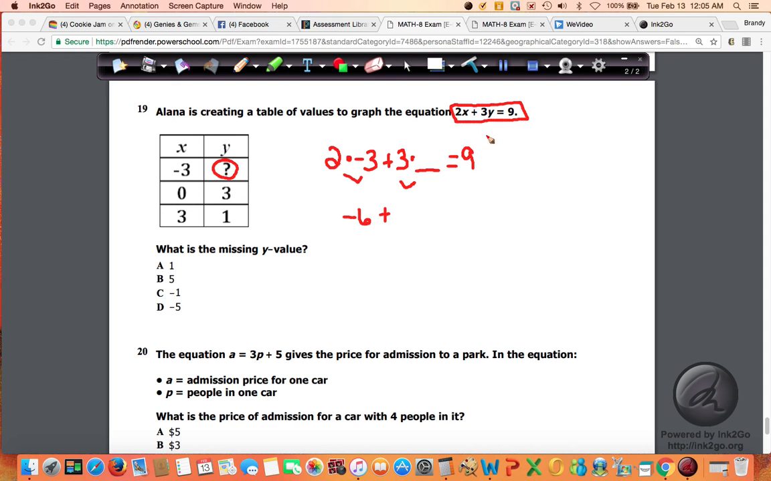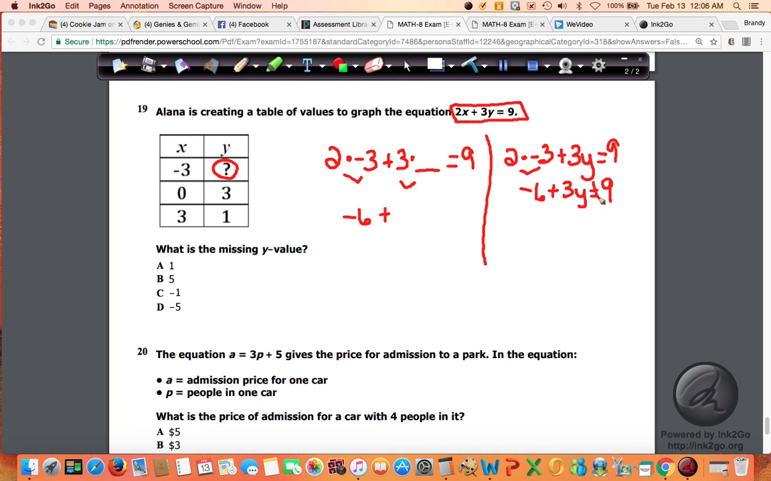Here, we'll do this. All right, so I still have my 2 times -3 plus, now watch what I'm going to do here. I have my 3y. I'm going to leave it as a y, equals 9. I'm going to go ahead and combine like terms, right? That's why we did that unit first. So I have -6 plus 3y equals 9. Now I'm not going to solve this because I want to see if you guys remember this.